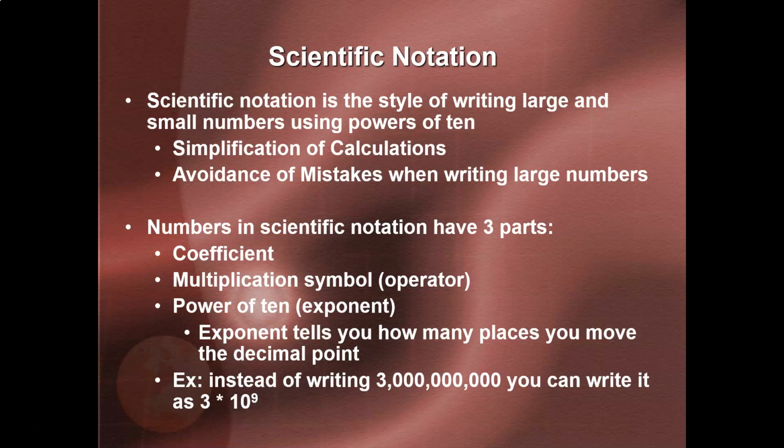So, for example, instead of writing 3 billion, like you see here, and trying to multiply that, we can write it as 3 times, count the number of zeros, 1, 2, 3, 4, 5, 6, 7, 8, 9 zeros, 10 to the 9th. I hope that makes sense.